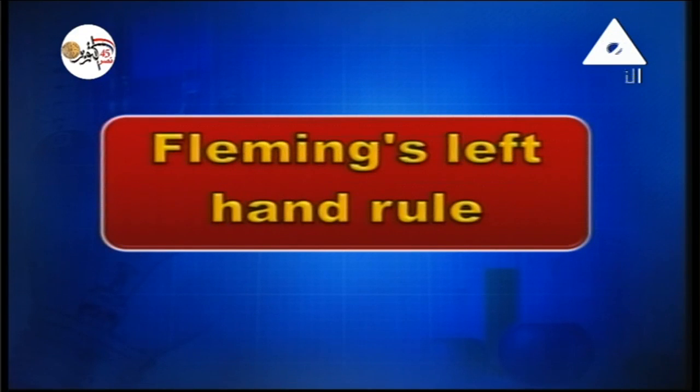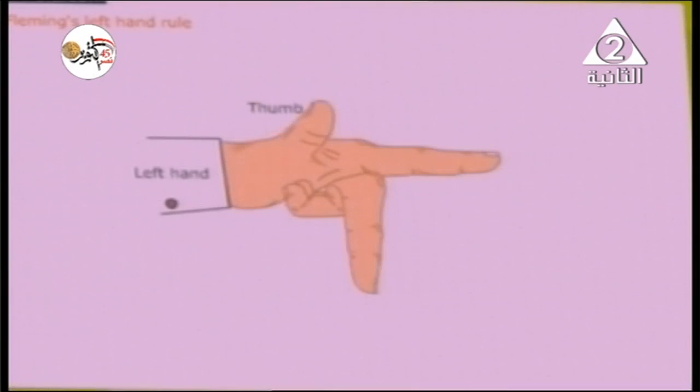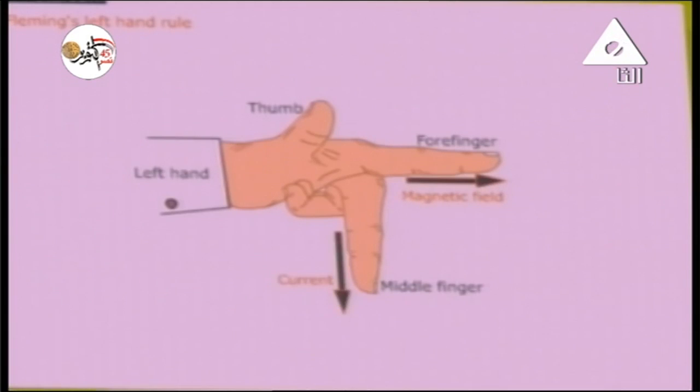What about Fleming's left-hand rule? It states: place the forefinger, second finger, and the thumb of the left hand mutually at right angles, mutually perpendicular. Then, if the forefinger points in the direction of the field, the second finger in the direction of the current, conventional current of course, the thumb will point in the direction of the force, the direction of motion.